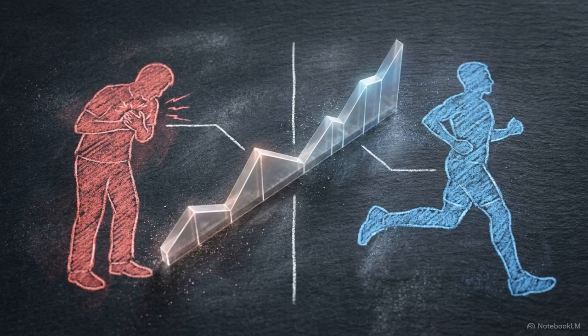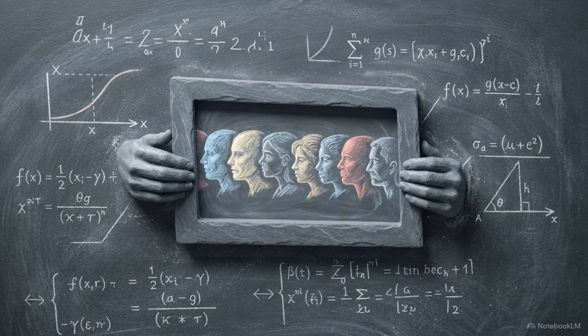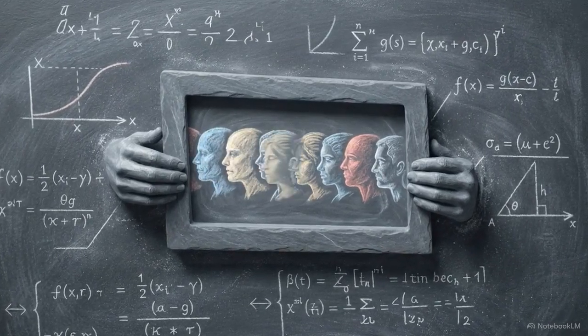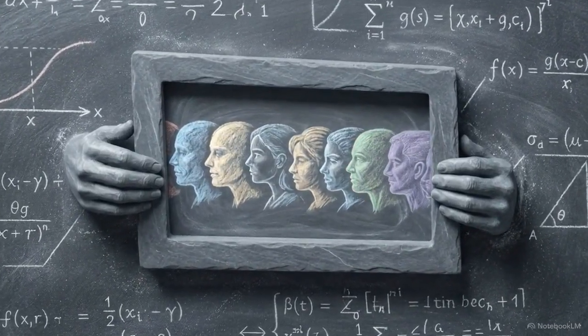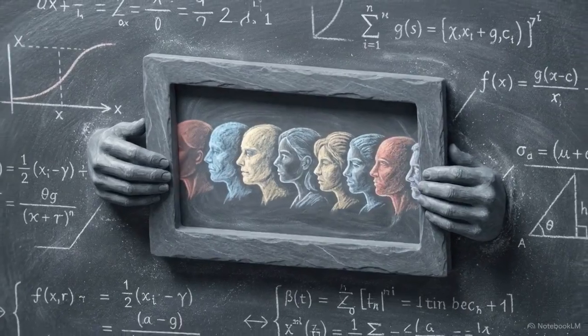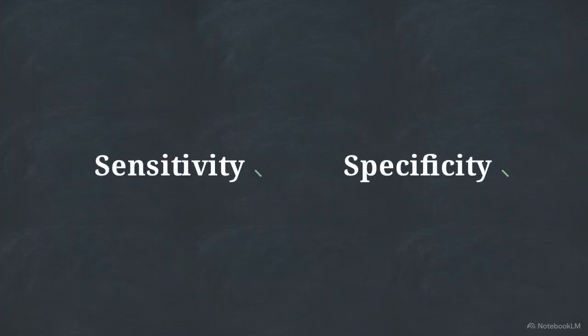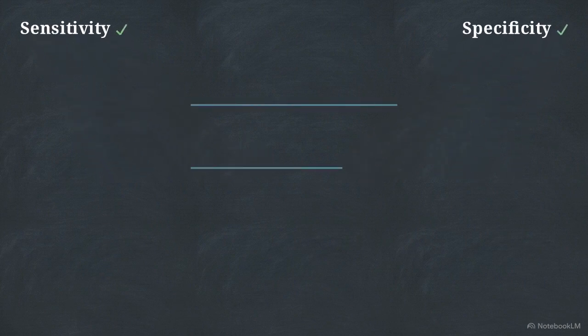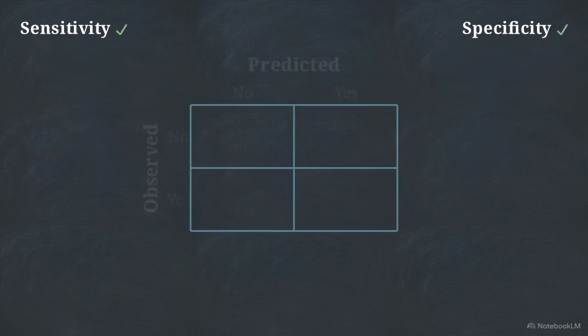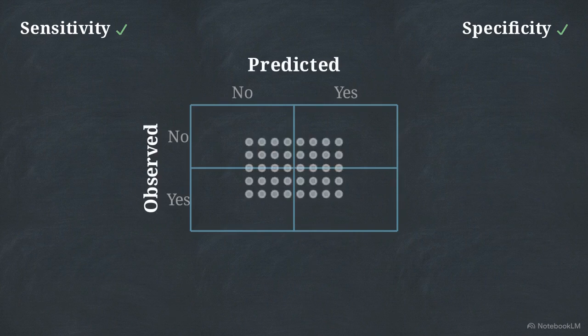To verify that these theoretical probabilities translate to real-world accuracy, we test the model's ability to sort patients correctly. This is the confusion matrix. It serves as a comparison between the model's predicted outcomes and the actual outcomes observed in the patients. From this matrix, we derive sensitivity, the percentage of true positives correctly predicted, and specificity, which is the percentage of true negatives the model correctly identified.